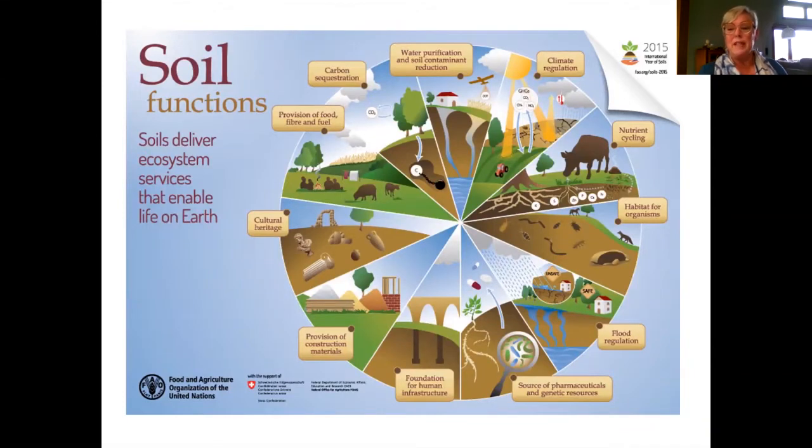The nutrient cycling, in terms of breaking down organic matter and feeding it back to plants, which then feed all the terrestrial animals that we have. It's a habitat for organisms, whether it's very small organisms or critters like ground squirrels and all the things that burrow underground. It can influence flooding and many other aspects.